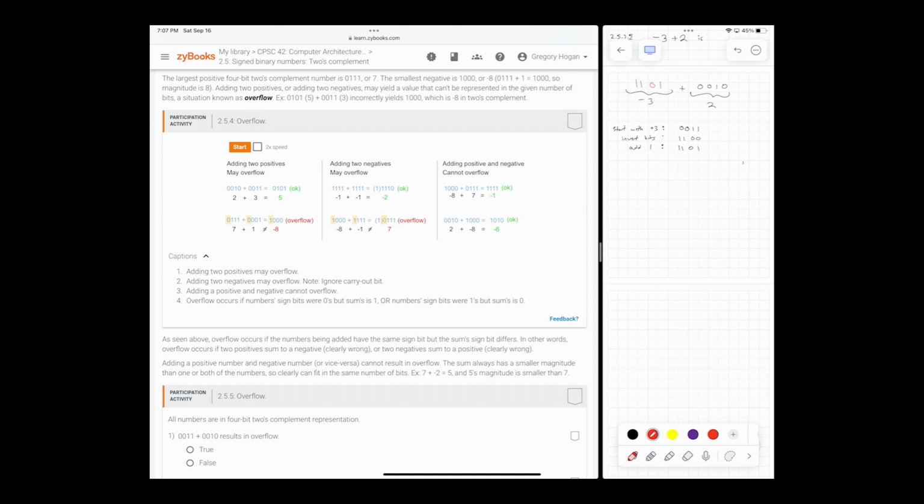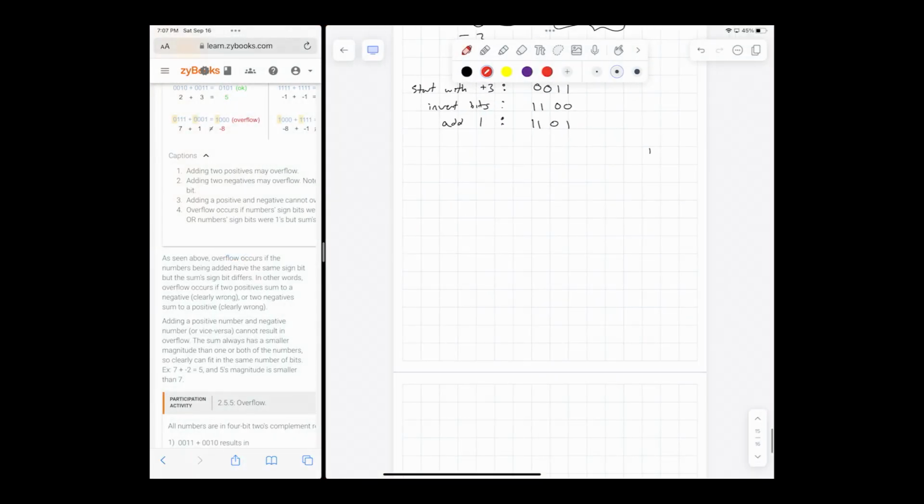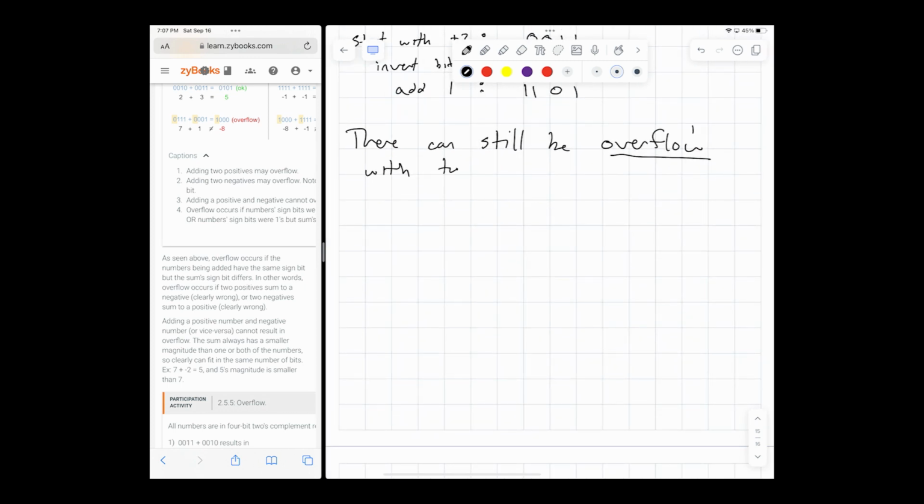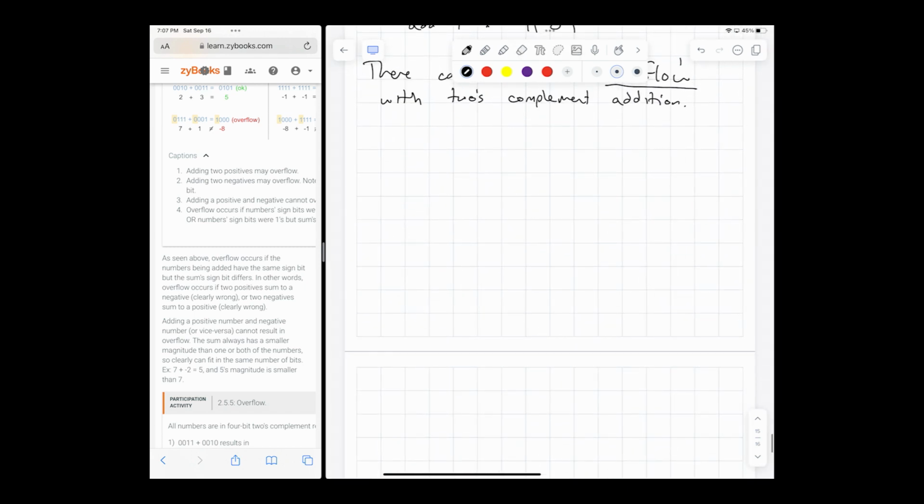Yeah, so basically, overflow, the way you can still have overflow if the numbers are too big, with two's complement addition. And so the two cases where it's going to happen are going to be in this case. So basically, the way you can tell that it happened is if the number's sign digit is wrong.